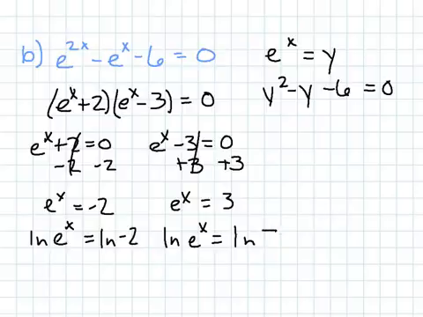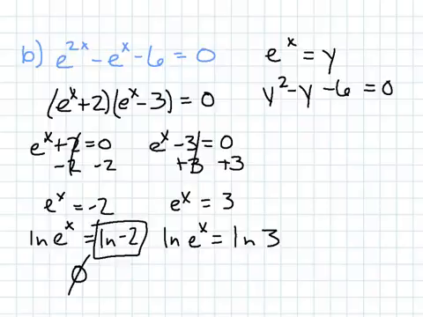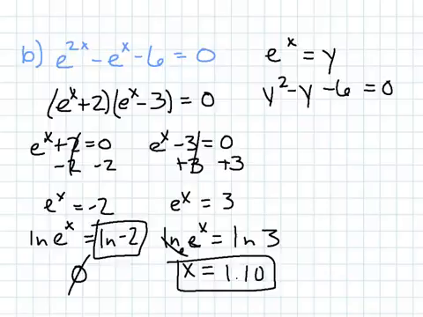Now what happens here is that if you notice you have ln of negative 2, if you plug that into your calculator, it says error. So this one is a no solution. So the only solution I have is on the right side. Now remember, ln has a base of e, so those reduce away and leave you with x. That's one of our properties that we talked about. So ln of 3 in our calculator is going to be 1.10, and that's our answer.